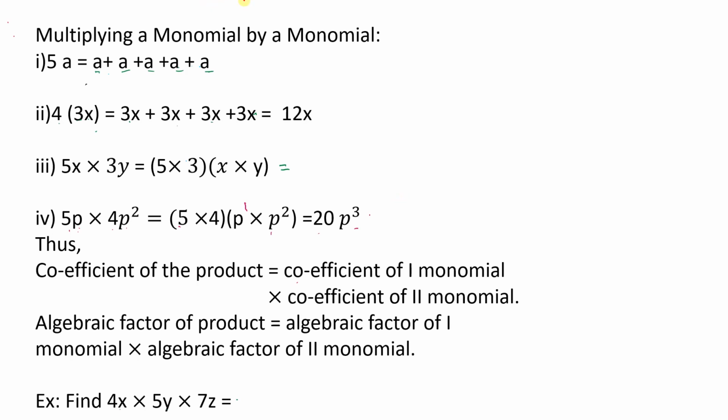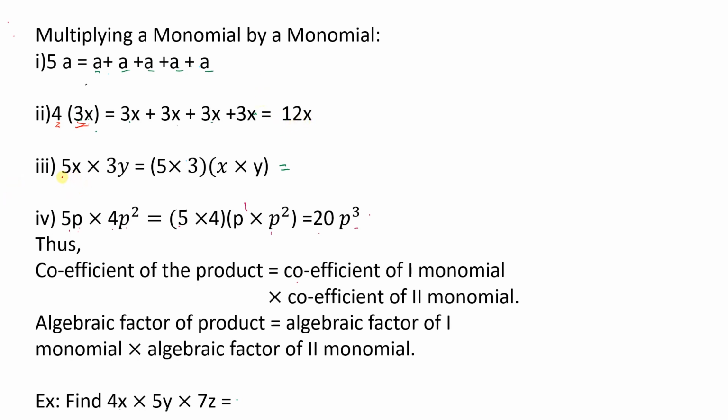Now, let's multiply a monomial by a monomial. Suppose we have 5a. We are adding a 5 times: a plus a plus a plus a plus a is 5a. Now 4 times 3x. That means 3x is added 4 times. What will we get? 12x. So this gives you the number of repetitions and this gives us what is repeated. If we find the product of these two, we will get 12x.